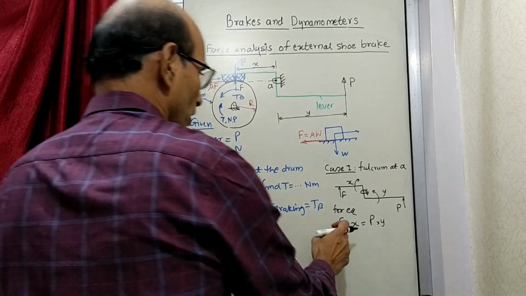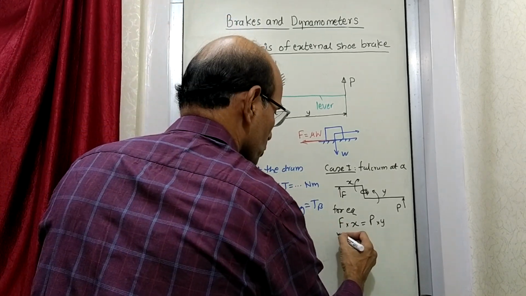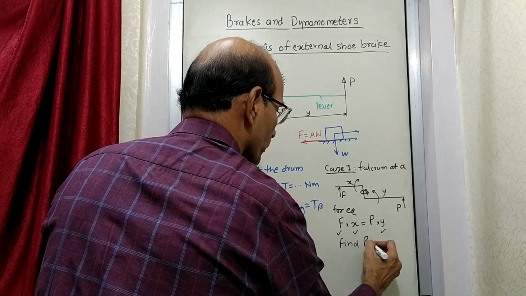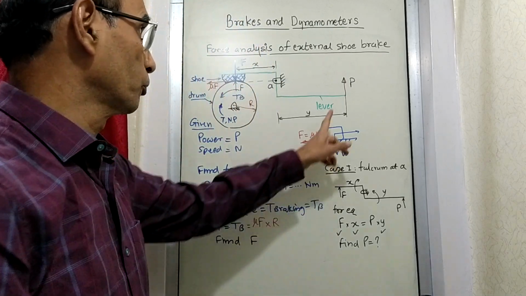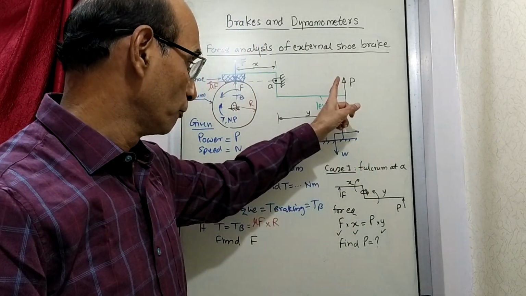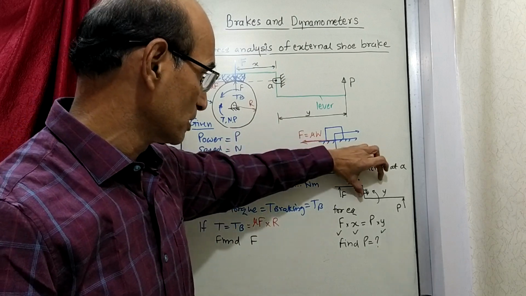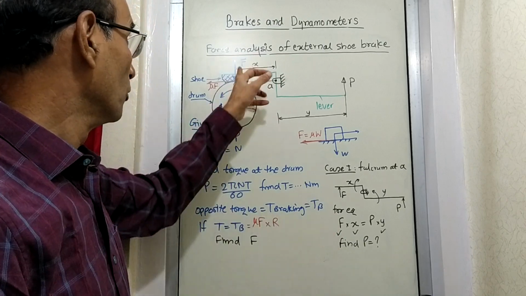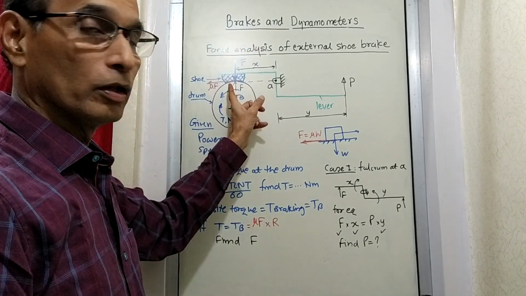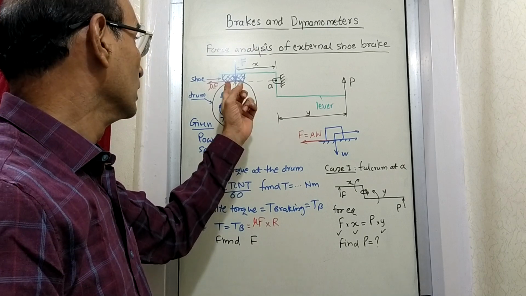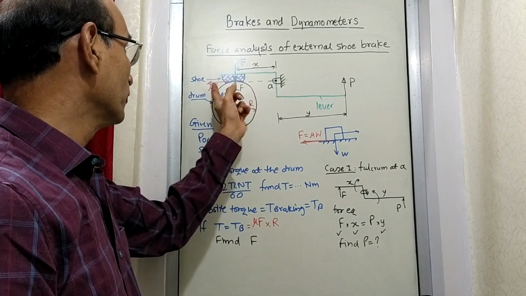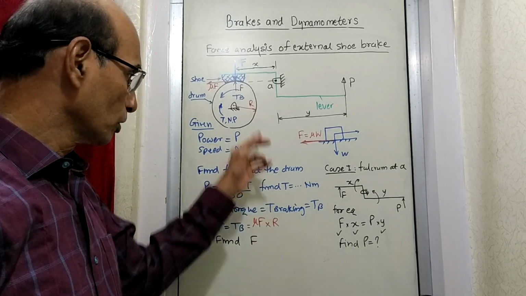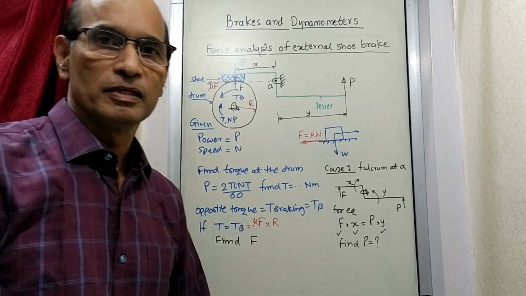Once you find F and put it here, then F is known, and the distances X and Y are given. You can find P, how much effort you are supposed to apply here. If you apply this much effort for the given distances, that will result in F amount of force exerted by the shoe on the drum, and as a result the frictional force created will be mu into F, and mu into F multiplied by the radius is sufficient to create the torque. So the problem is solved considering this step.